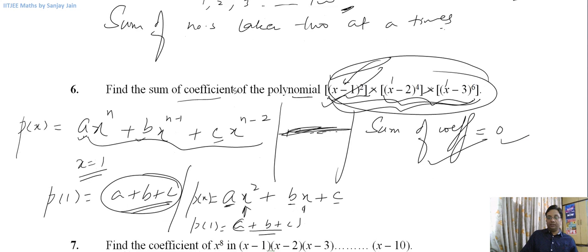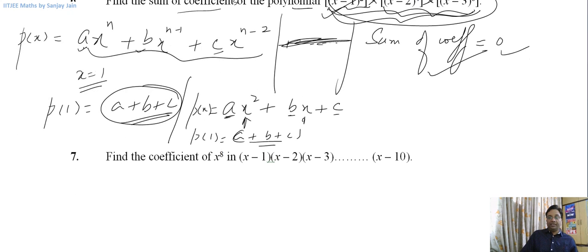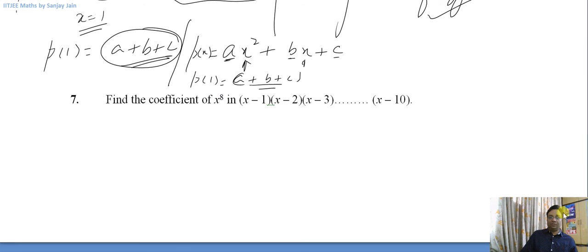So let's look at the next one. Next one is no different. This was just to test whether you have learned the previous questions or not, because this question is also asking about the coefficient of x raised to power 8, where the polynomial is 10th degree. There are 10 brackets, so the highest power of x will be x raised to power 10, and then there will be x raised to power 9, the coefficient of which will be negative of 1 plus 2 plus up to 10, right, minus the sum of roots taken one at a time.